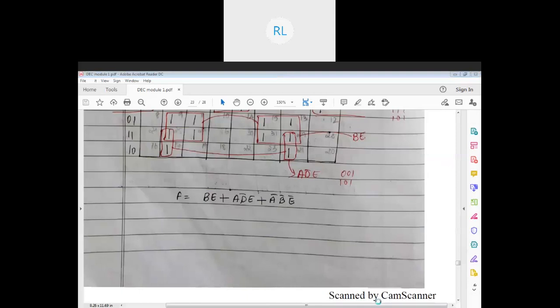Not sure if I can write it well, I'll just try out. T is equal to f of A, B, C, D, E is equal to summation, 0 to 8, 10, 16, 18, 24, 26.